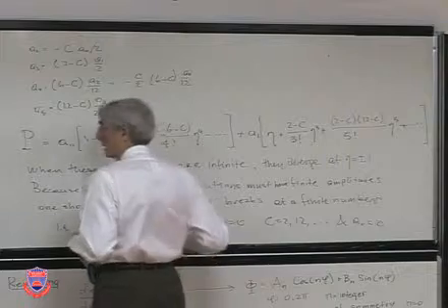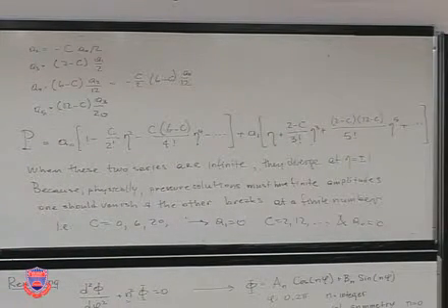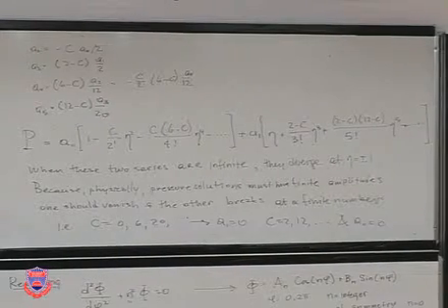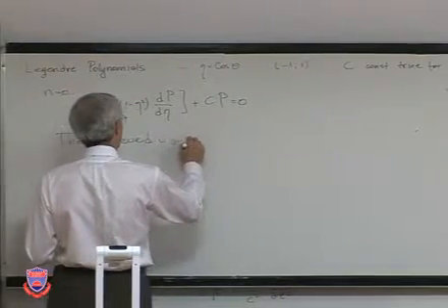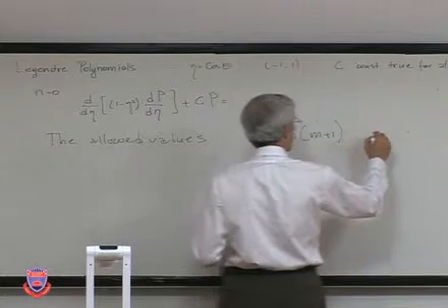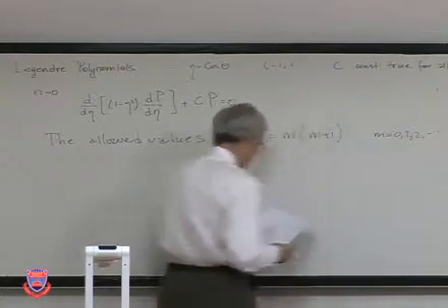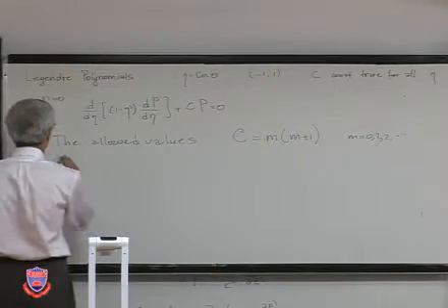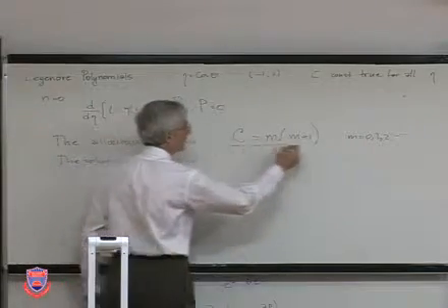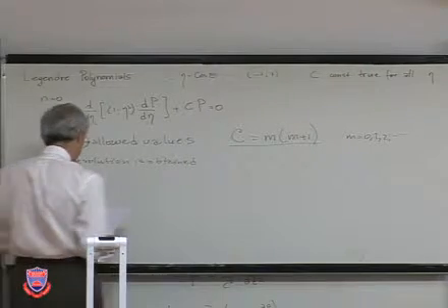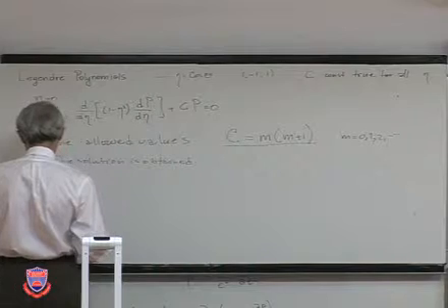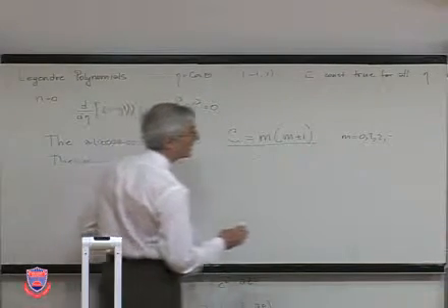So the bottom line then is, the allowed values we have for the constant C is m times m plus 1, and m can take integer values 0, 1, and so on. The solution is then obtained by substituting for C in the equation of motion, in the wave equation, in this equation.